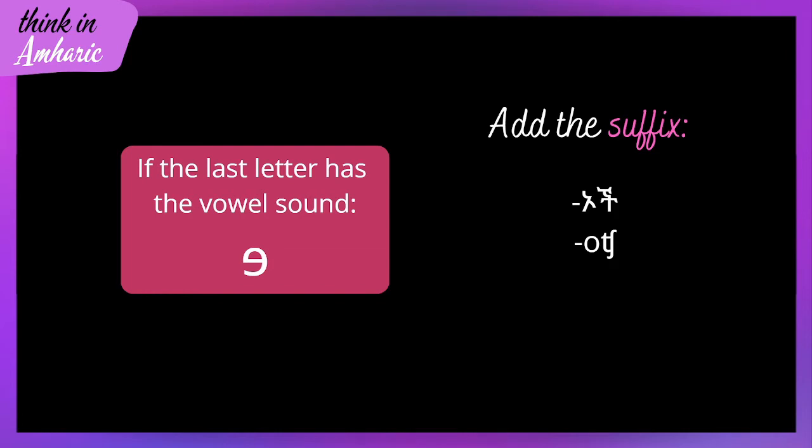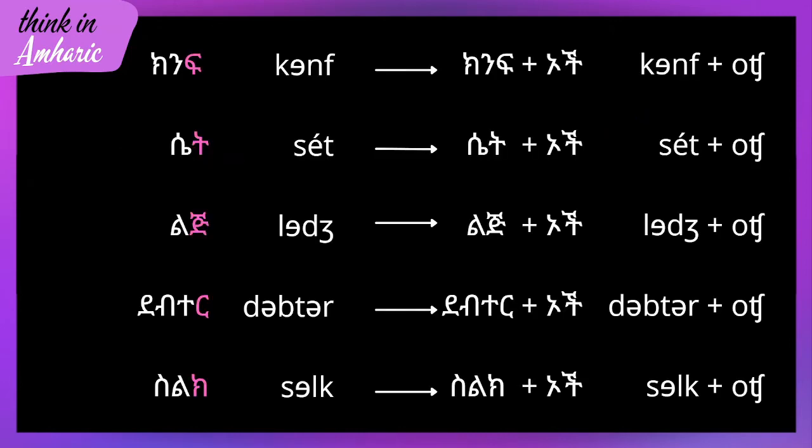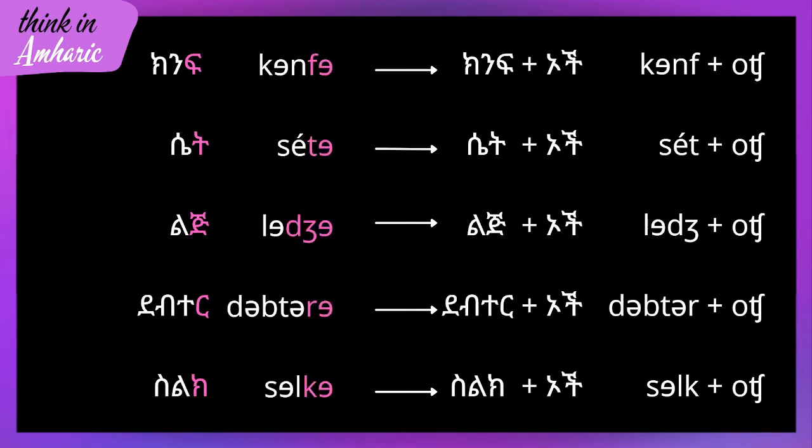As I mentioned earlier, we add och to endings with the I vowel sound. Although all of these words end with the I vowel sound, I didn't put the symbol there, like this, because we do not emphasize the I sound when the letter is at the end of the word. For instance, we don't say ክንፍ, we say ክንፍ. We don't say ሴት, we say ሴት, even though both last letters have the I sound.